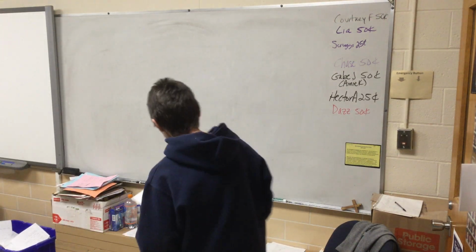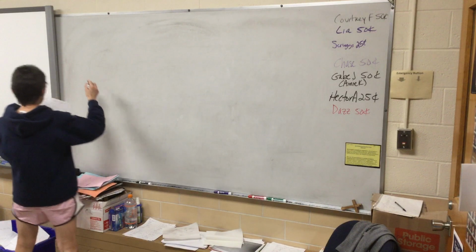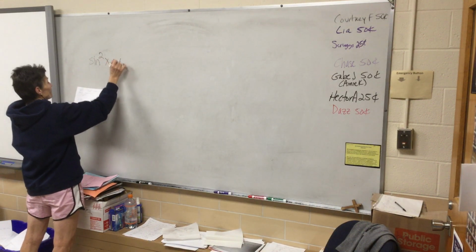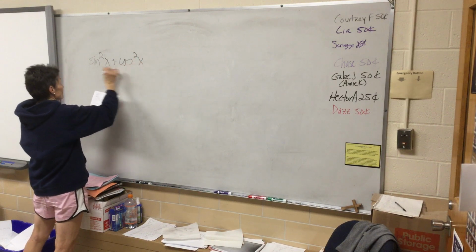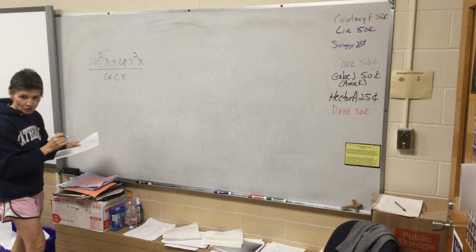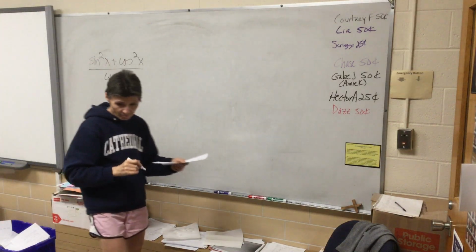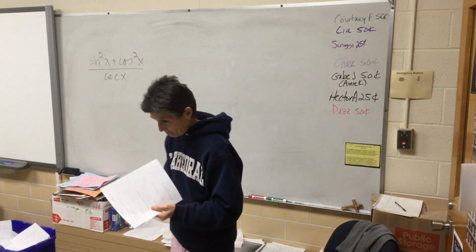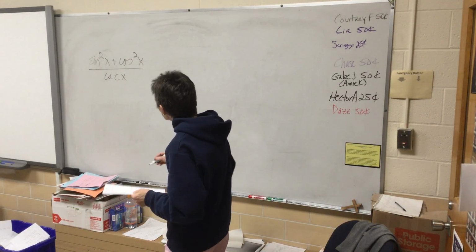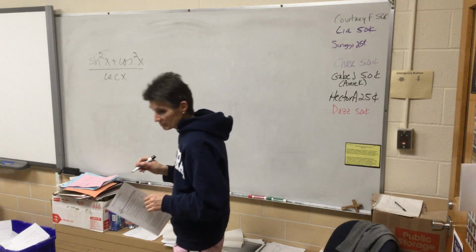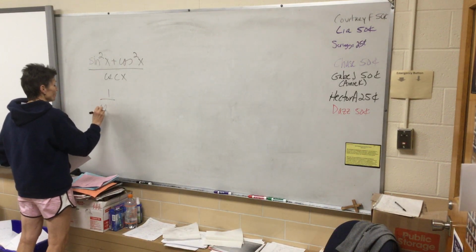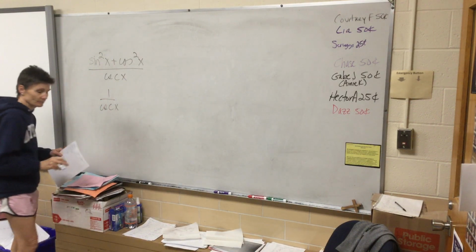Okay, so take a look at the first one. You should figure that one out. What do we have in the numerator? Make sure you have your colored sheet next to you. We have sine squared plus cosine squared, so that equals 1. Exactly. So we have 1 over cosecant.